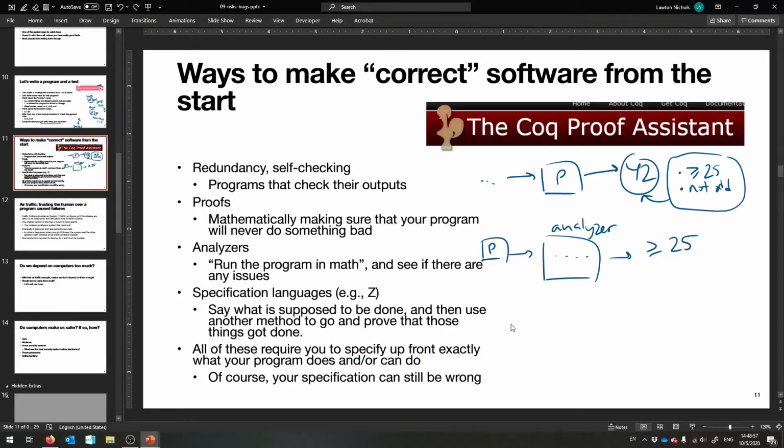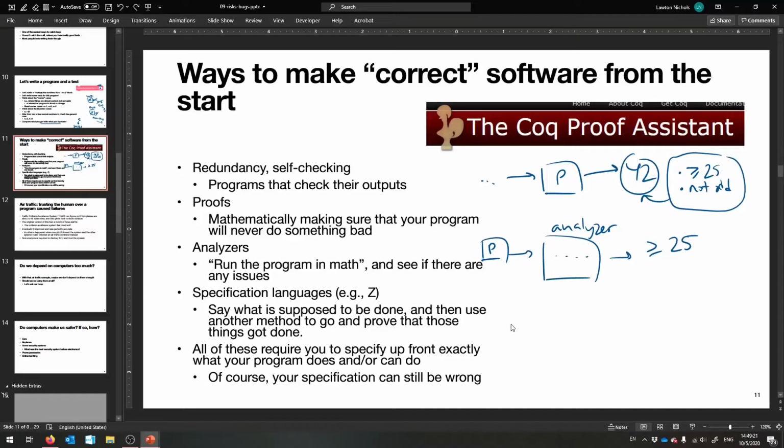And so your specification can still be wrong when, in reality, the rocket's going to crash if it's ever less than 30, it turns out. So this greater than or equal to 25 wasn't right. So if the specification's wrong, there's no real use in any of this stuff. And that causes issues.